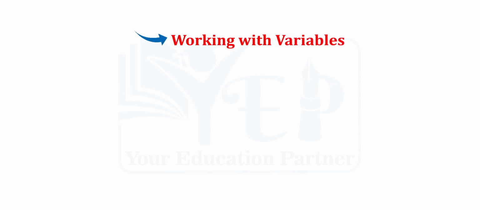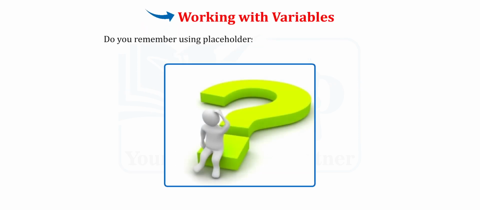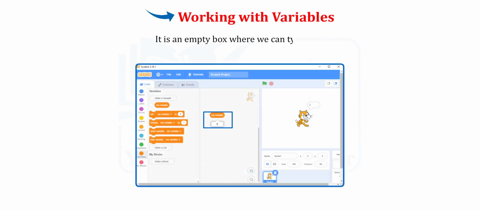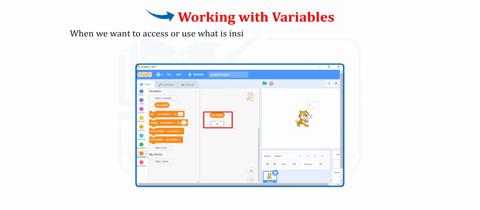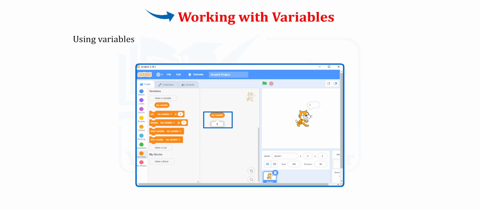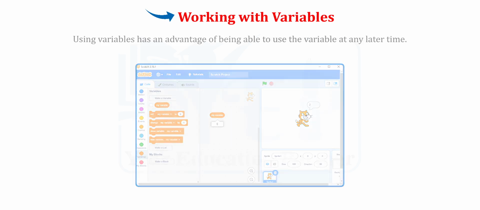Working with variables. Do you remember using placeholders while making a presentation? It is an empty box where we can type text. In programming, variables act like placeholders. A variable is a name given to a place in the computer's memory. When we want to access or use what is inside the variable or box, we simply use the variable's name instead of using the actual value that is inside the box. Using variables has the advantage of being able to use the variable at any later time.